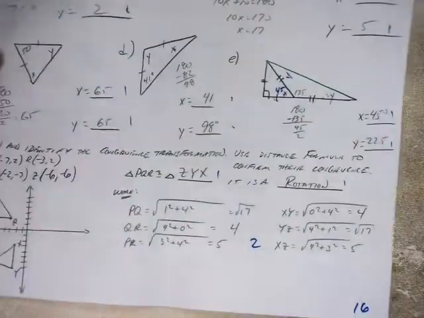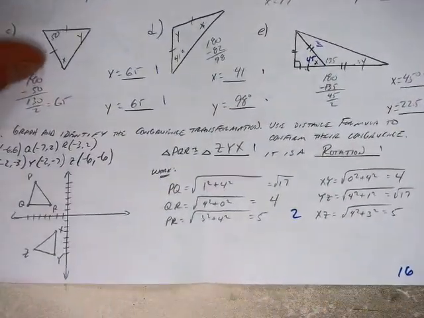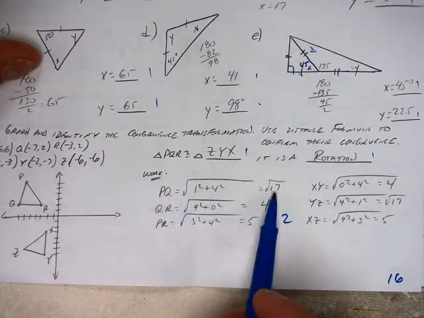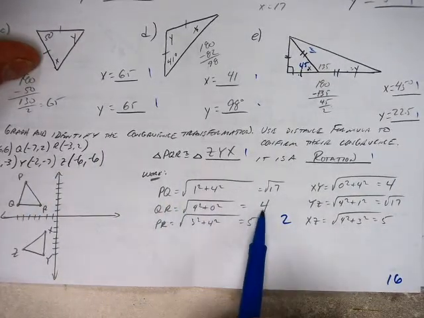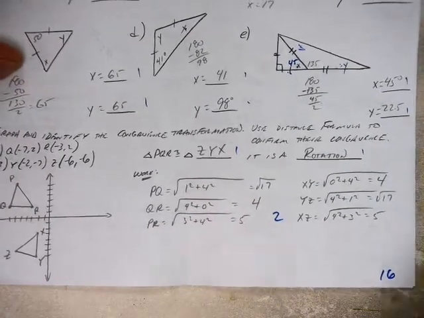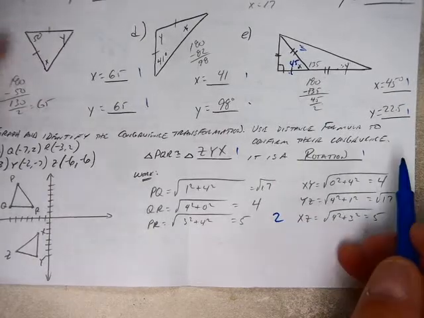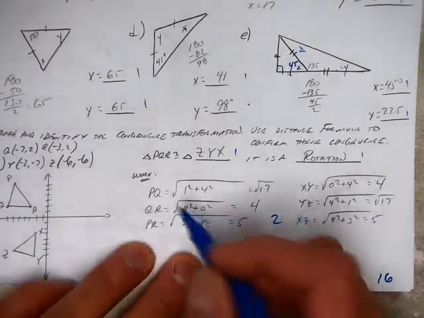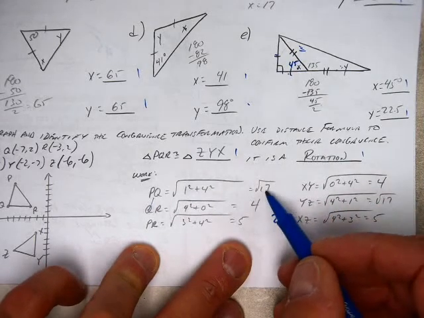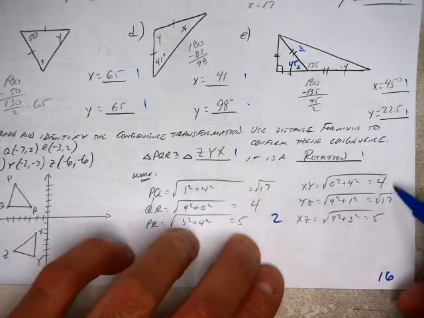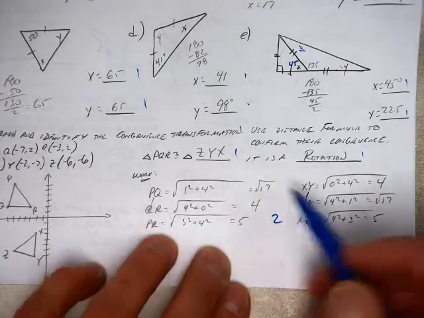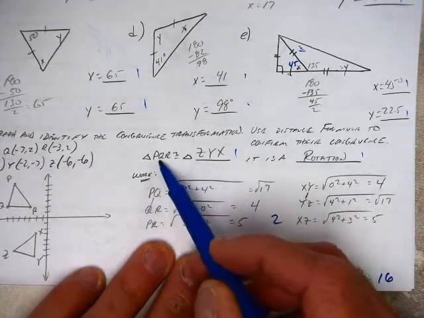7, okay. I went ahead and graphed it, and it was organized. PQ equals square root of 17, QR is 4, PR is 5, and then you've got the same thing with these three. So how to match it up? Here's what I did. Q is the one that shares the square root of 17 and 4. So over here, the one that shares square root of 17 and 4 is Y. So Q and Y match up.